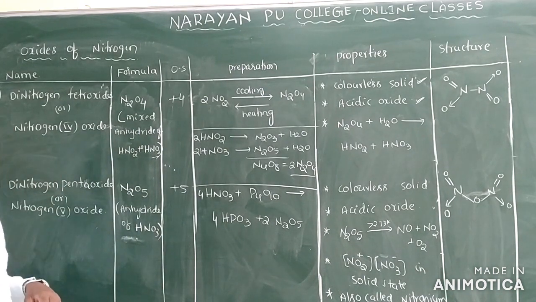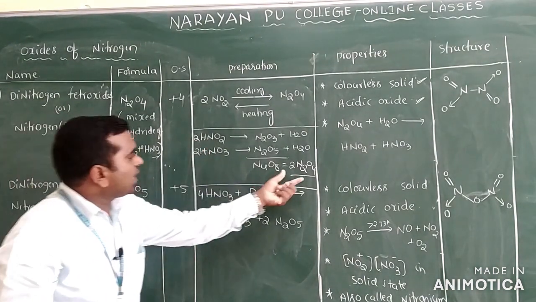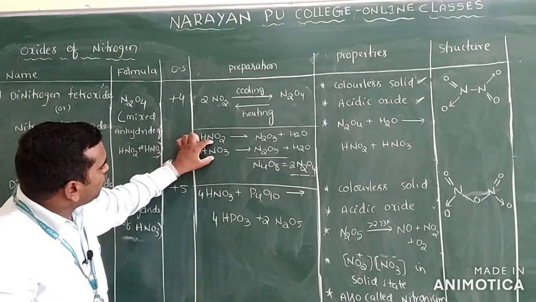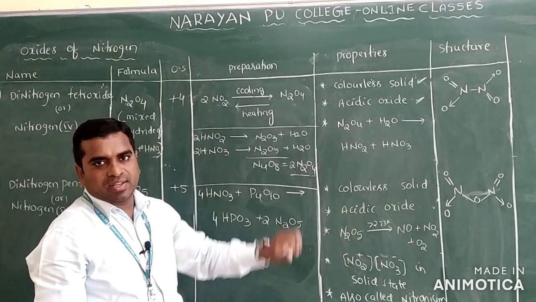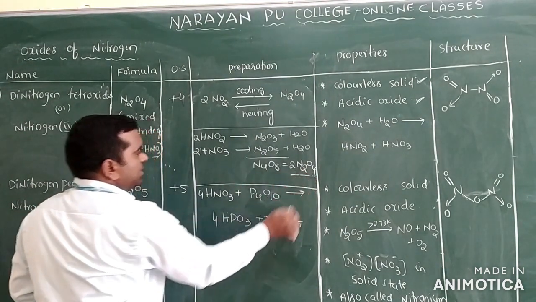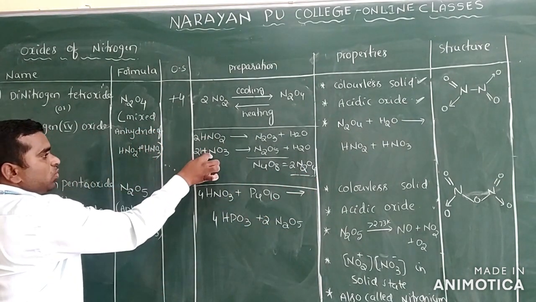That is clear. So N2O4 is the anhydride of which acids? HNO2 and HNO3. That is clear. So that's why N2O4 is a mixed anhydride of HNO2 and HNO3.